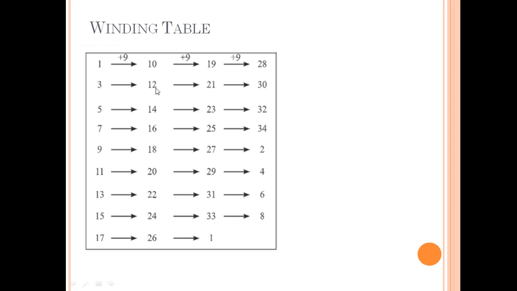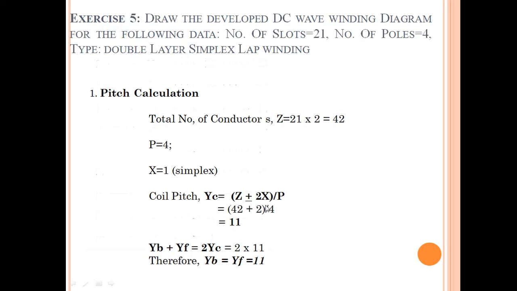So again 3 plus 9, 12. 12 plus 9, 21. 21 plus 9, 30. 30 plus 9 is 39. But the total number of conductors is 34. Clear? 39 minus 34 is 5. So again it starts with 5 plus 9 equals 14. So you are supposed to write this winding table till you get one at the front end. So this is your winding table, and how to develop the winding diagram.